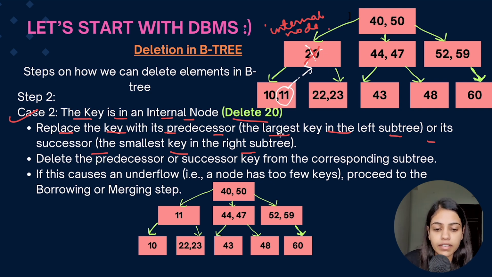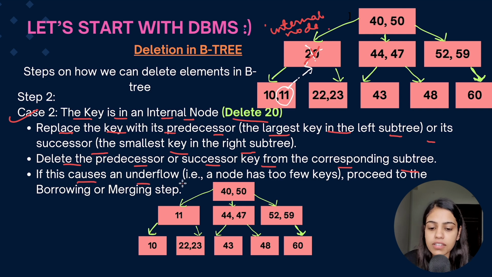What is the predecessor? The largest key in the left subtree. So we'll go into the left subtree and find the largest key, that is 10 and 11. So we'll replace 20 with 11 and we will delete 20. Here we can replace it with 11 because the minimum number of keys required is 1. So if there is 10, the minimum number criterion is matching. Then delete the predecessor or successor key from the corresponding subtree. So we can delete this particular key which is the predecessor or successor, moved to 11.